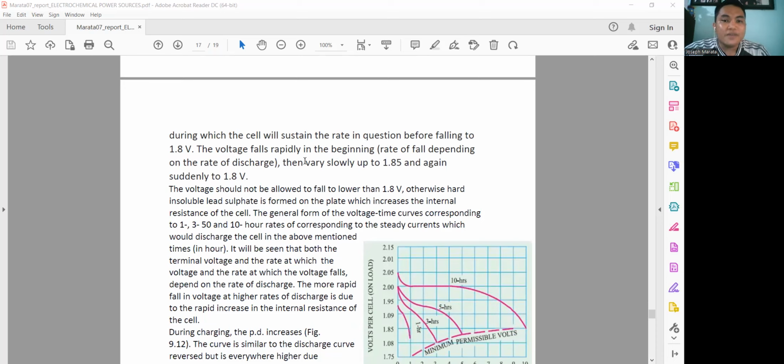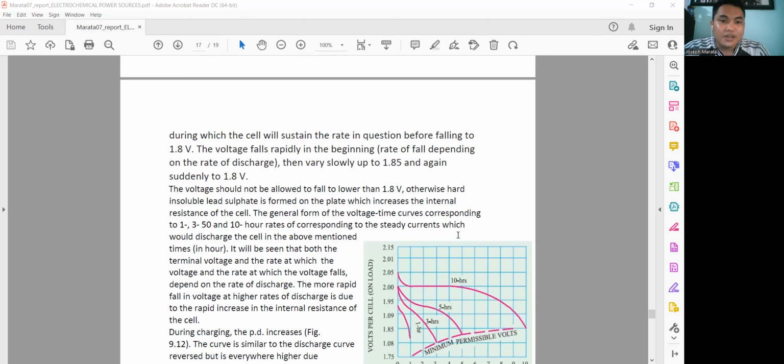The voltage falls rapidly in the beginning, depending on the rate of discharge, then varies slowly up to 1.85 and then suddenly falls to 1.8. The voltage should not be allowed to fall lower than 1.8 volts, otherwise hard insoluble lead sulfate is formed in the plate, which increases the internal resistance of the cell.